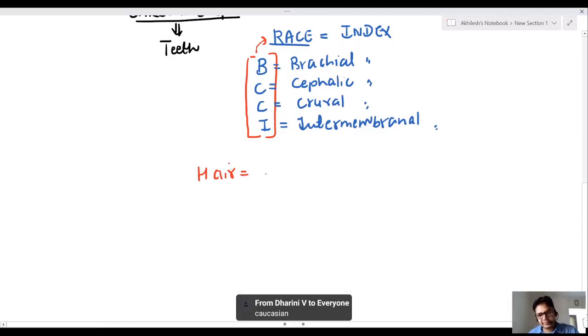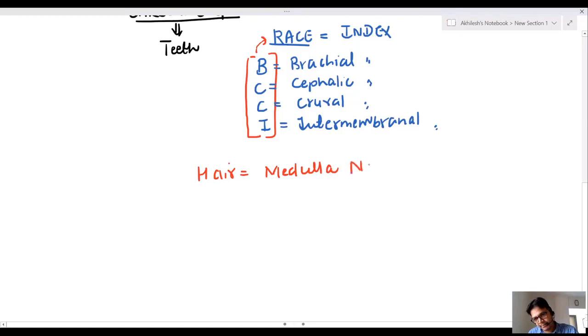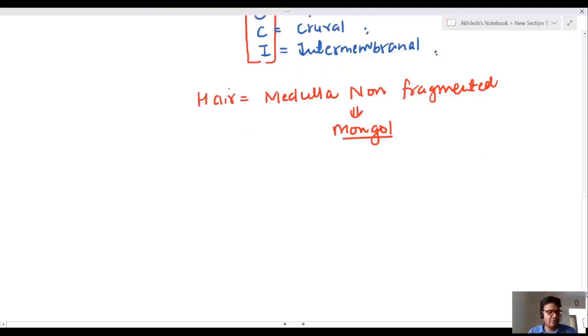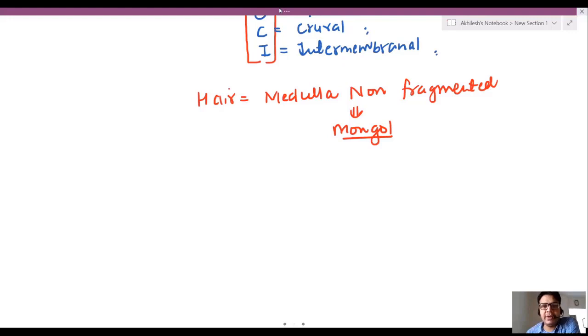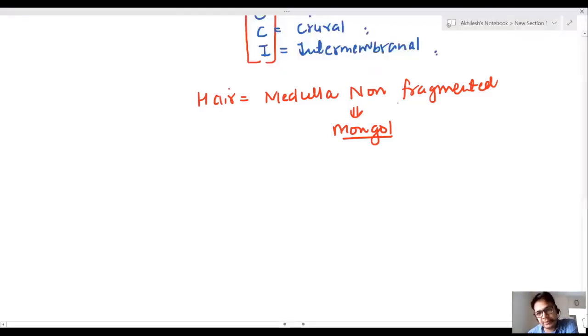And lastly, you can write down one thing about race. In hair, the medulla is non-fragmented in Mongols. In all others, the medulla is fragmented. This is all about race. You can get a question that medulla is non-fragmented in Mongols. This is a very important MCQ.